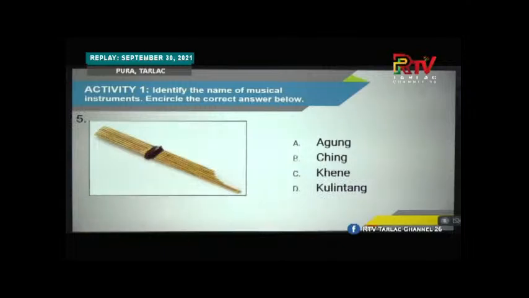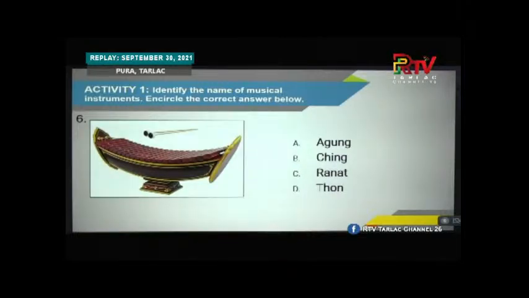Number 5. What is the name of this instrument? A. Agung, B. Ching, C. Kin, or D. Kulintang? If you chose C. Kin, you are correct. Number 6. What is the name of this instrument? A. Agung, B. Ching, C. Ranat, or D. Thon? If you chose C. Ranat, you are correct.